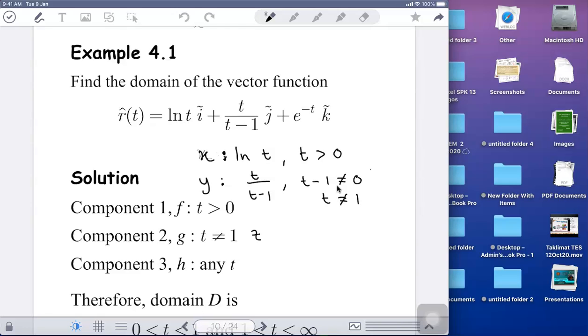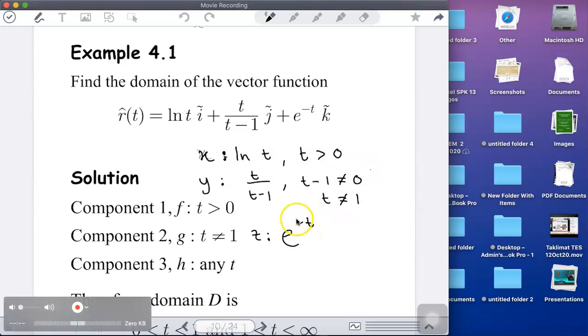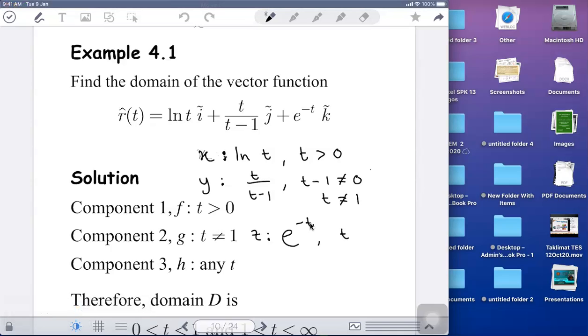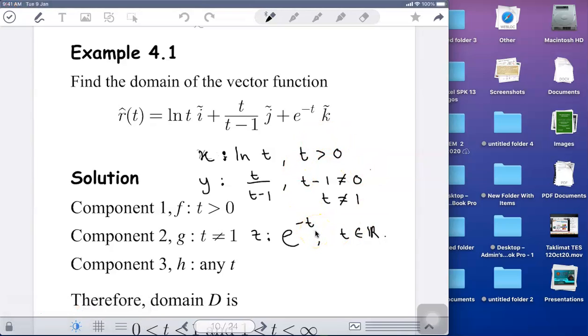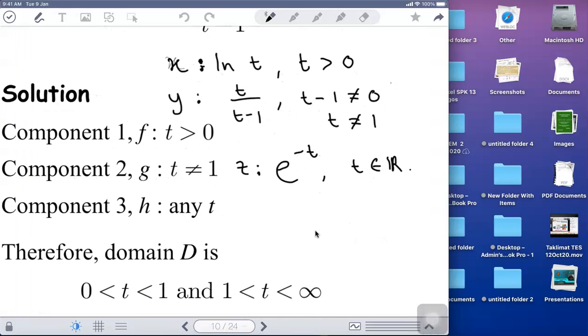Okay, and then component z, you have a minus t. Is there any condition for this particular function? No, there is no condition, so it can be any t. t is always a real number. But because these three components join together to give you the value of r, you have to combine all of them and all the conditions together to get an interval. Okay, so how can you determine it?